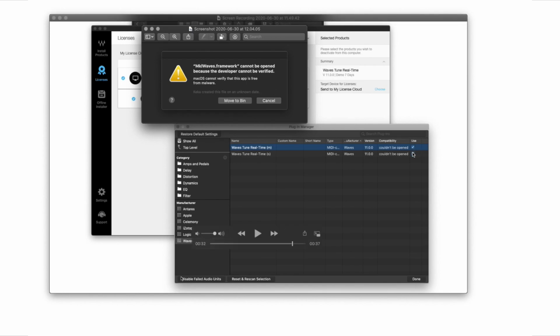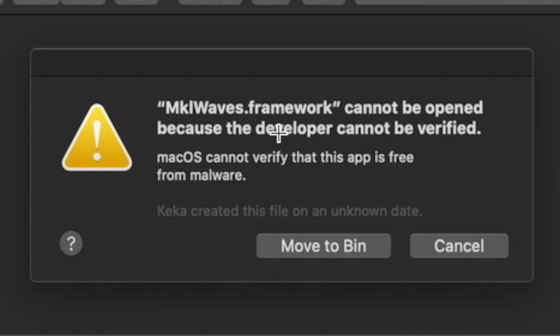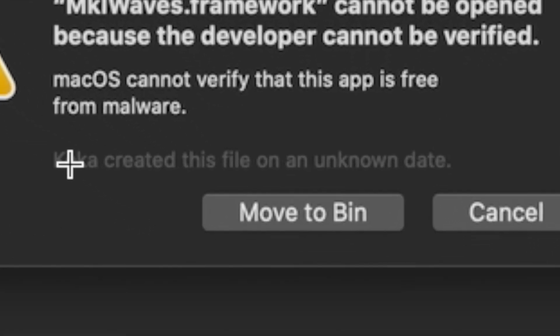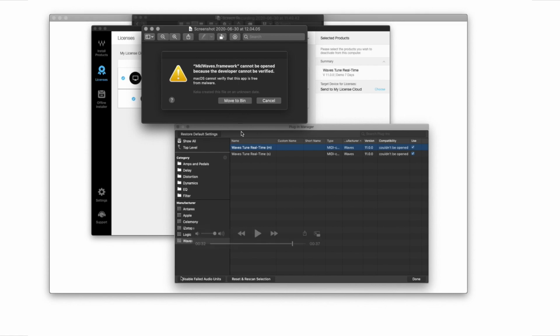I unchecked these and pressed reset and rescan license. When it nearly got to completion, I had this message. It can't be opened because the developer can't be verified. And then it said Kekka created a file on an unknown database. I don't know who Kekka is and what she's doing on my computer, but Googling her and going to the Reddits didn't tell me anything either.